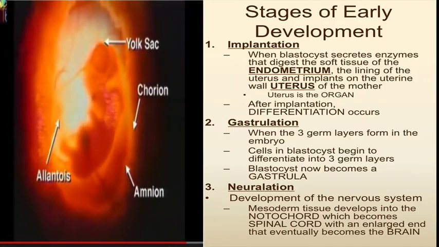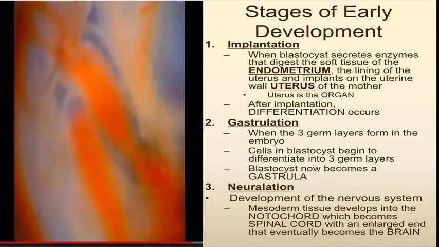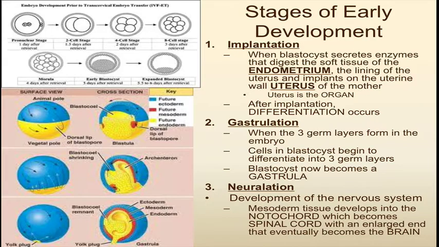Embryonic development will literally begin with fertilization, but after fertilization we went through all those changes, all that cleavage. That blastocyst has to implant itself into the uterine wall, and this is really important. You want to make sure you know that the blastocyst implants onto the uterine wall.